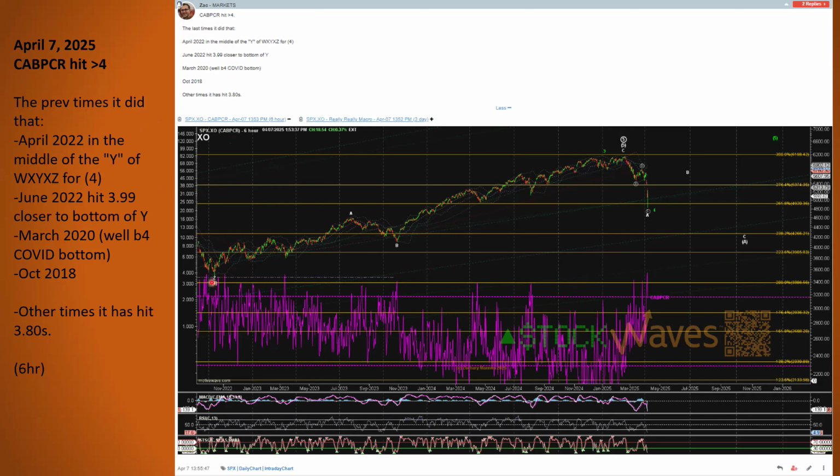That was the bottom back here. June 2022, it hit 3.99, closer to the bottom of a Y wave. And then March 2020, well before the COVID bottom, it hit a pretty significant price extreme over 4, and also October 2018. So a lot of other times it's hit into the high 3s on the 6-hour, but hitting 4 was a pretty outlier event.